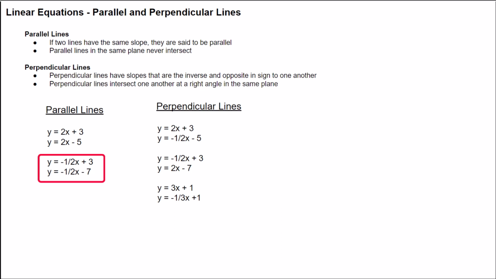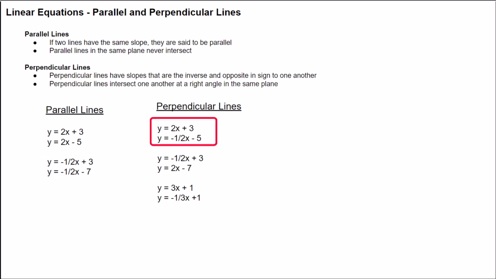Same thing for the two lines here. They both have a negative slope of 1/2, so they're parallel as well. Just like with the lines above, you could plot several points on these two lines and see that they run parallel to one another, side by side, and they never cross. Now let's take a look at perpendicular lines.